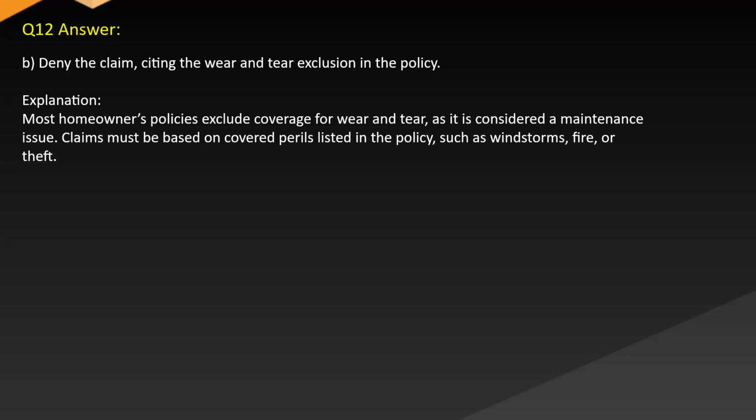Answer: B. Deny the claim, citing the wear and tear exclusion in the policy. Explanation: most homeowners' policies exclude coverage for wear and tear, as it is considered a maintenance issue. Claims must be based on covered perils listed in the policies, such as windstorms, fire, or theft.